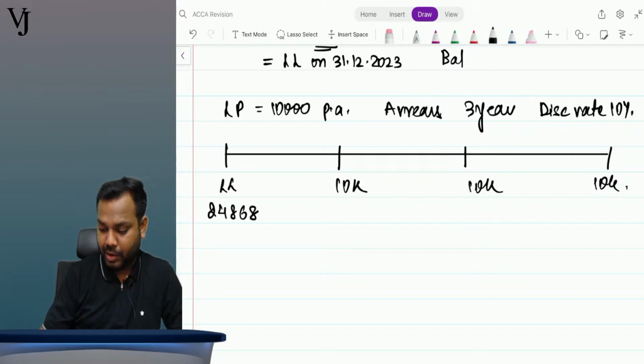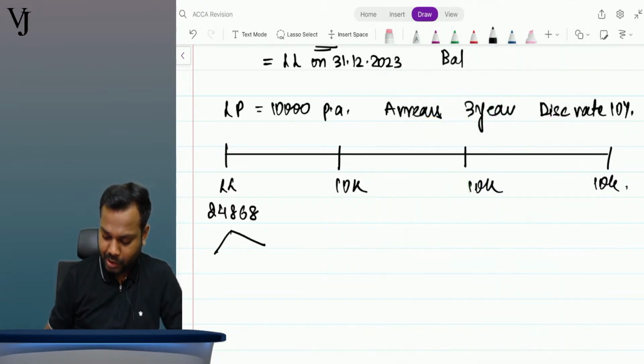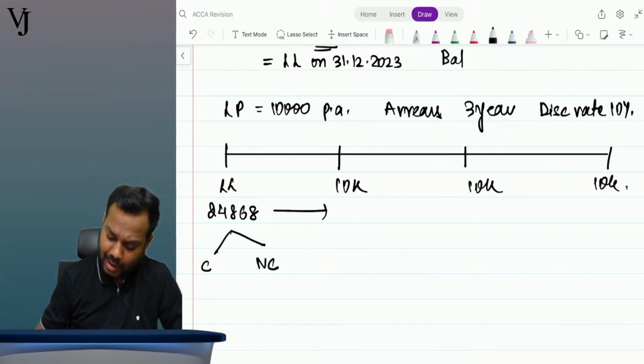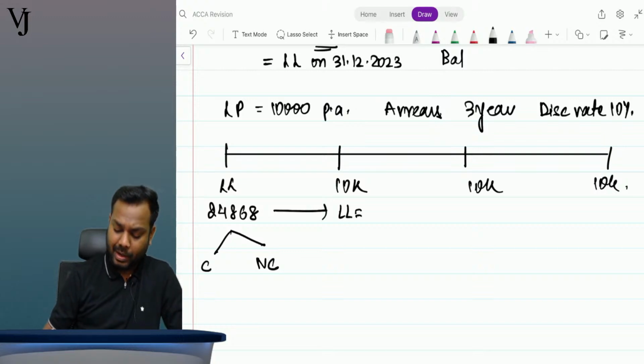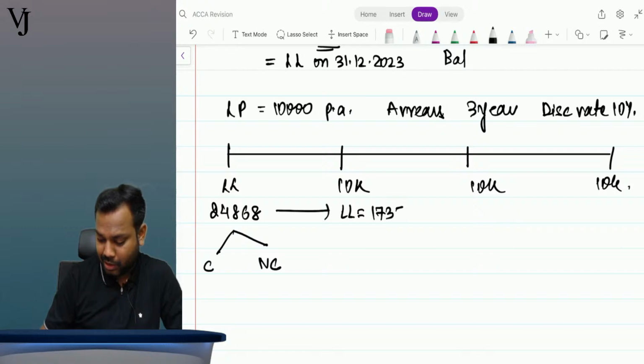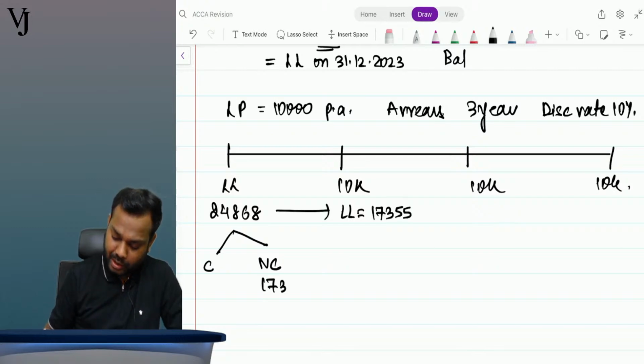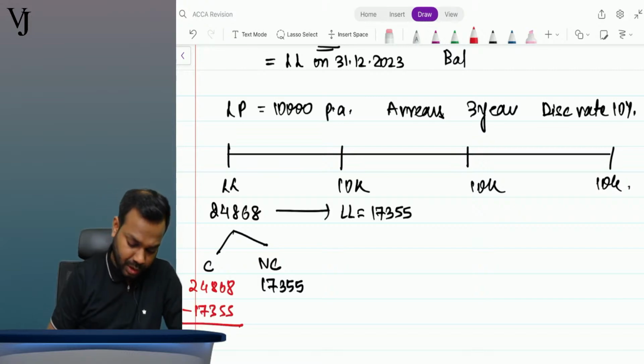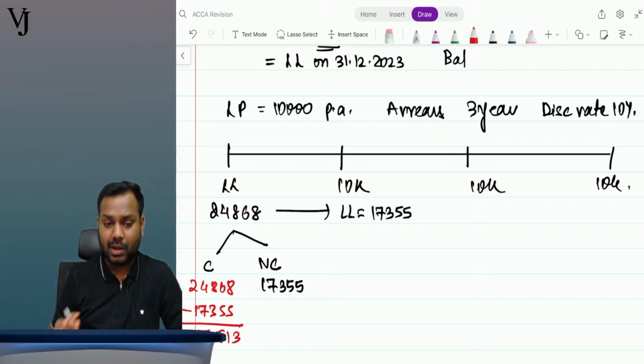Now, if you have to do the bifurcation, what is current and what is non-current? For finding that, you have to calculate the balance of lease liability here. So you will find 24868 into 1.1 minus 10,000. It is 17355. The lease liability balance is 17355 here, right? So this will become your non-current. What is current? 24868 minus 17355 is equal to 7513. 7513 is the current part.